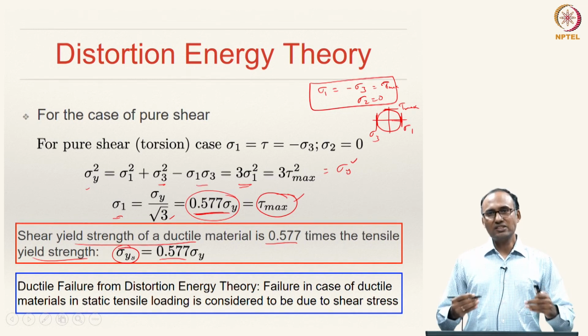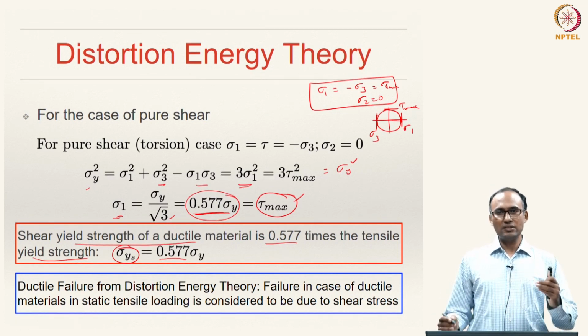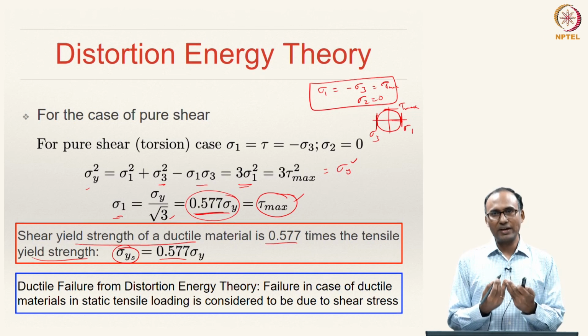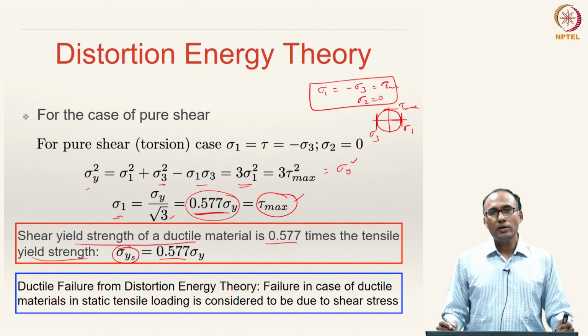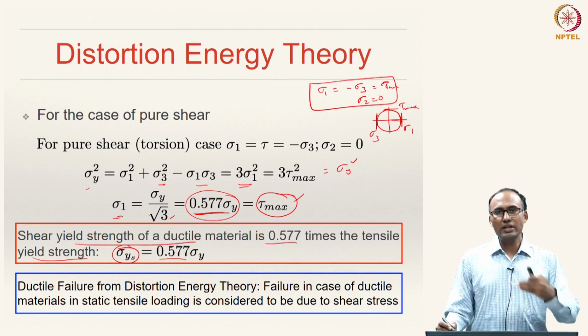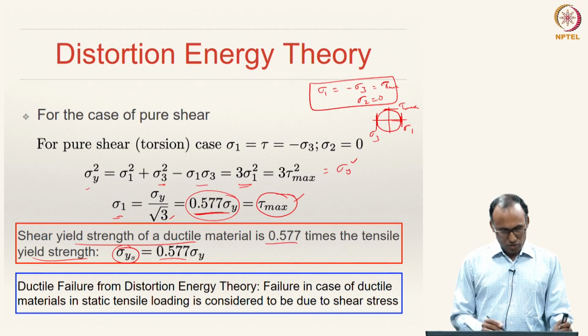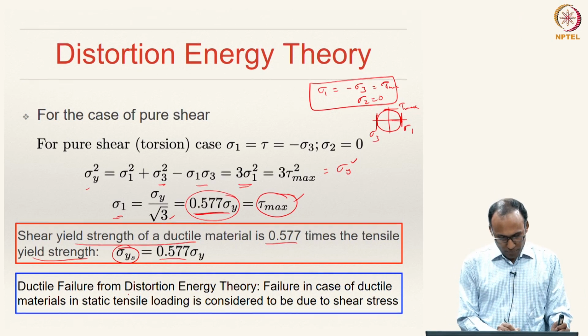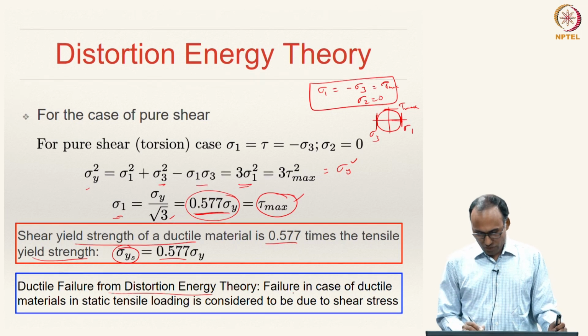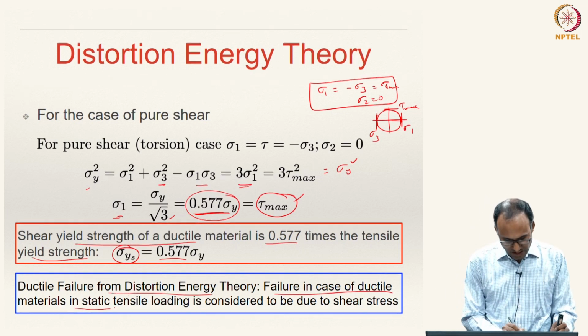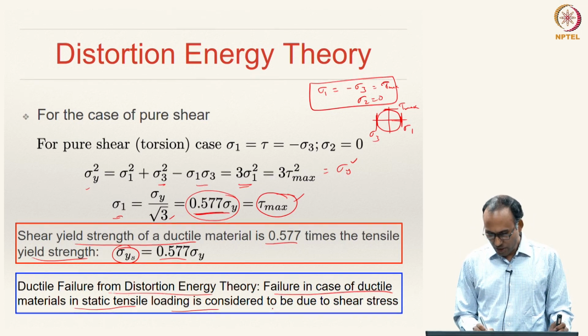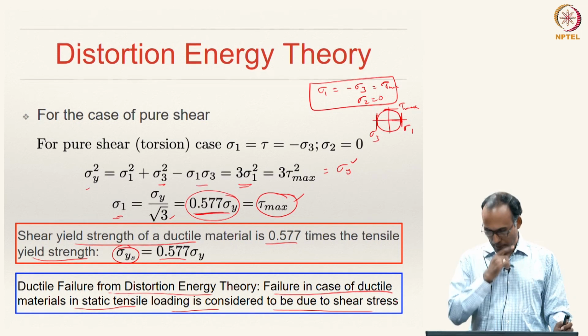As we have already discussed, the distortion energy theory is a failure theory that is applicable for ductile materials, which actually show yielding, right. It is not really a good theory for brittle materials. So, the ductile failure from distortion energy theory: failure in the case of ductile materials in static tensile loading is considered to be due to shear stress.